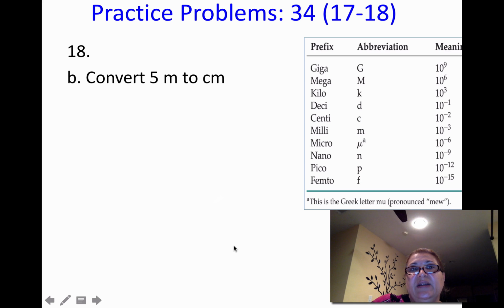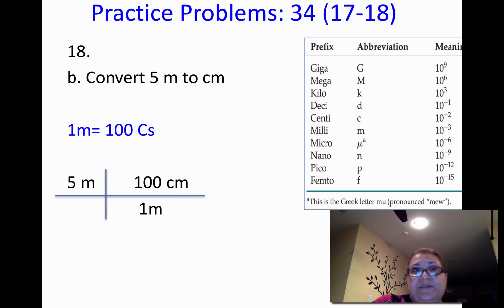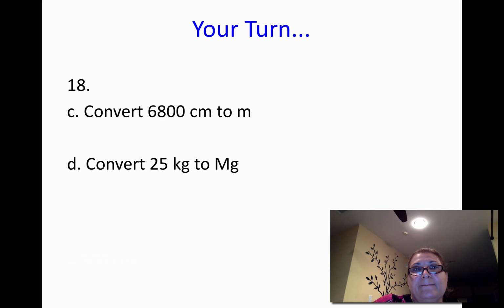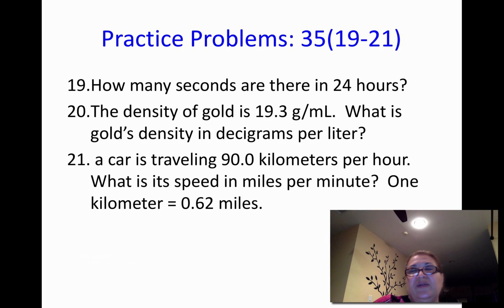For B, convert 5 meters to centimeters. There is 100 centimeters per meter. We start out with meters, multiply by 100 centimeters. Meters cancel out, 500 centimeters. And C and D were for homework.